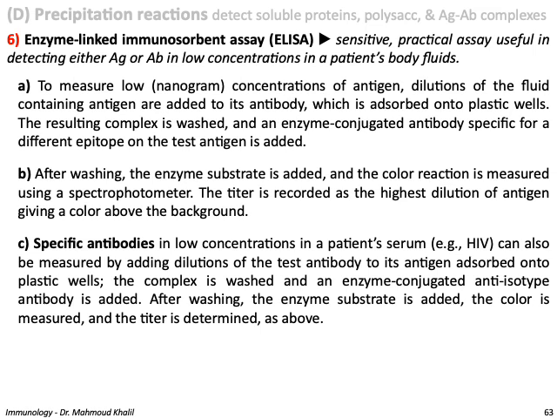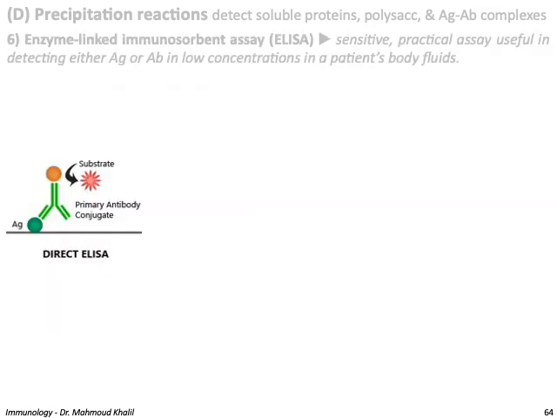So specific antibodies in low concentration in patient serums, like in case of HIV infection, can also be measured by adding dilutions of the test antibody to its antigen adsorbed onto plastic wells. Then the complex is washed and enzyme-conjugated anti-isotype antibody is added, and after washing, same procedure, the enzyme substrate is added and the color is measured and the titer is determined as above. So you can see here from the figure a representation of the steps of the ELISA.